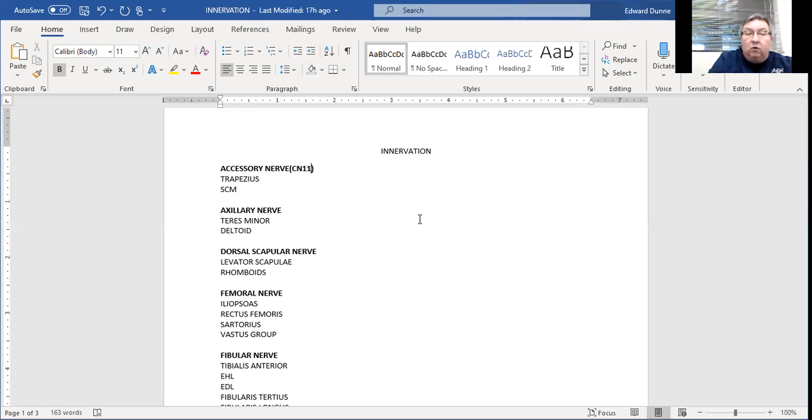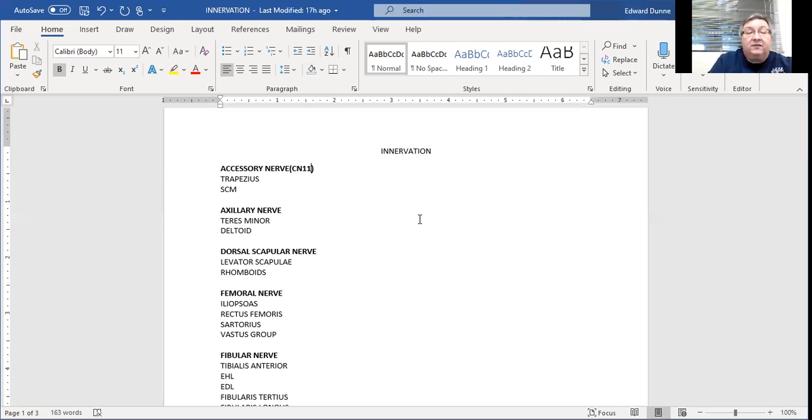And the deltoid muscle, which is that other muscle that we split up into three parts. Remember, we split the deltoid into an anterior, a middle, and a posterior portion. Well, all three of those portions are innervated by the axillary nerve, sorry. So the entire deltoid is innervated by the axillary nerve.